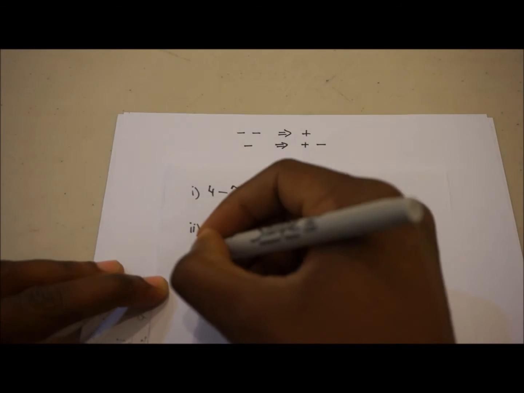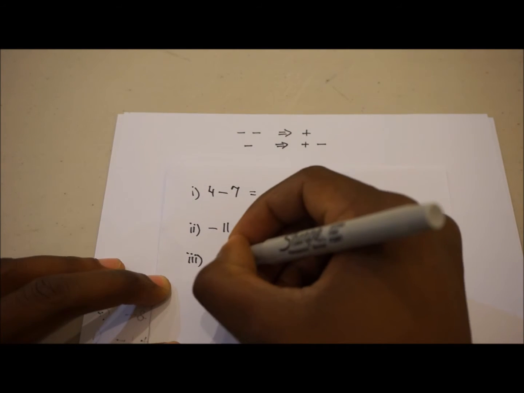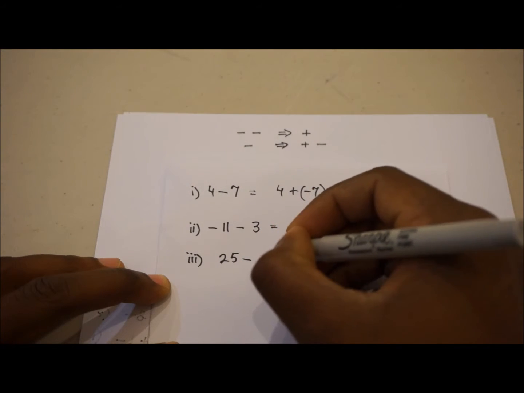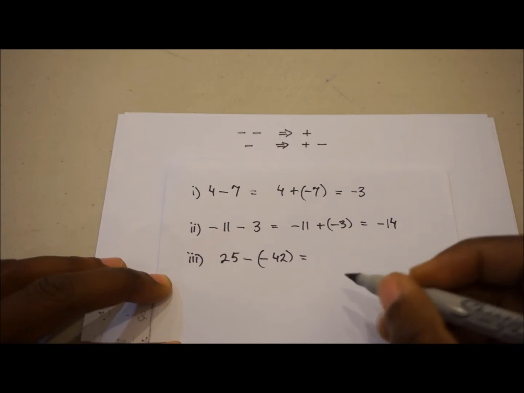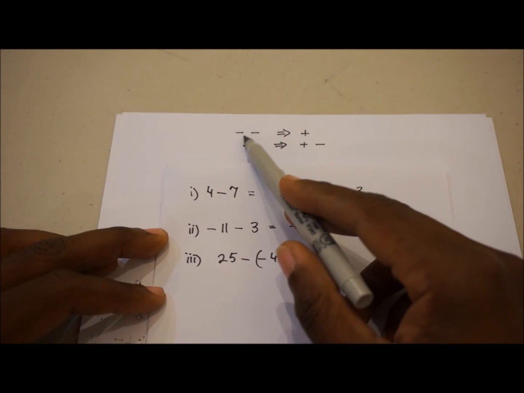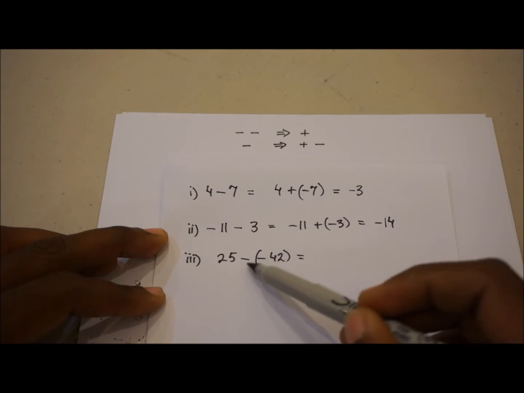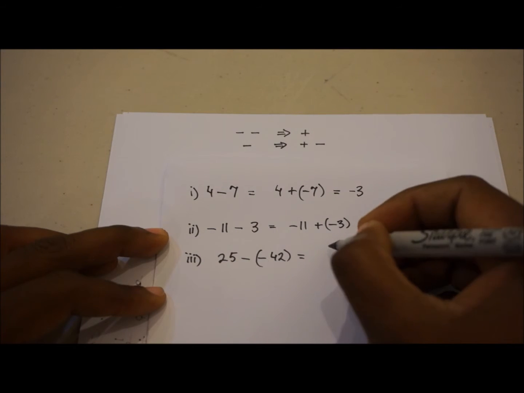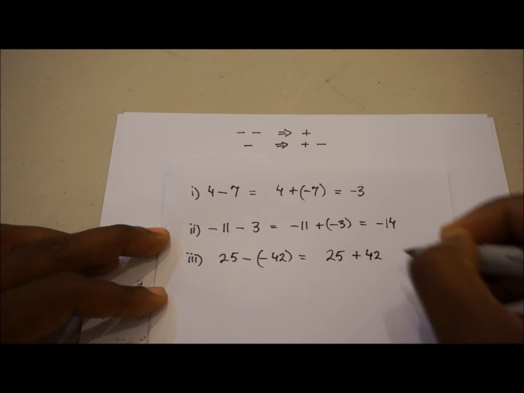Last example. I am told to subtract 25 minus negative 42. My subtraction rule says if I see two negative signs back to back, it becomes a plus. Two negative signs back to back, it becomes a plus. Therefore, this problem can be rewritten as 25 plus 42.